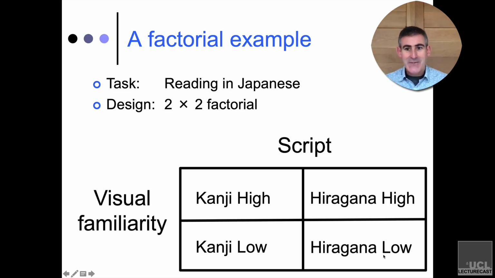Okay, so you have 2 factors here, script and visual familiarity. Script can be divided into kanji and hiragana, and visual familiarity can be divided into high and low. And the question that Ty was asking was, what is driving the response? Is it the nature of the word? So is it the fact that the word is apple, regardless of how it's actually written? Or is it something to do with what you're most used to seeing?